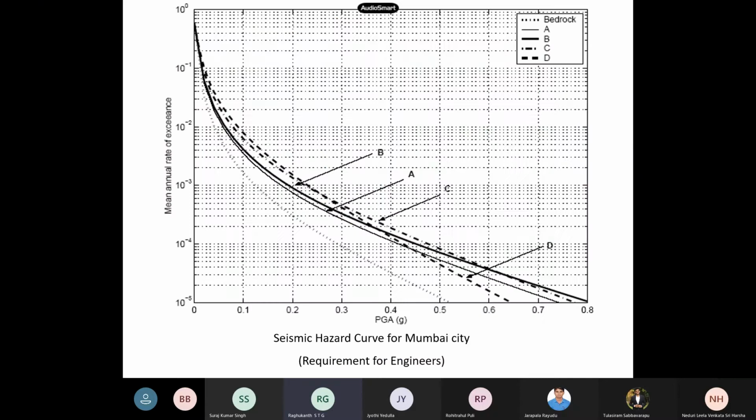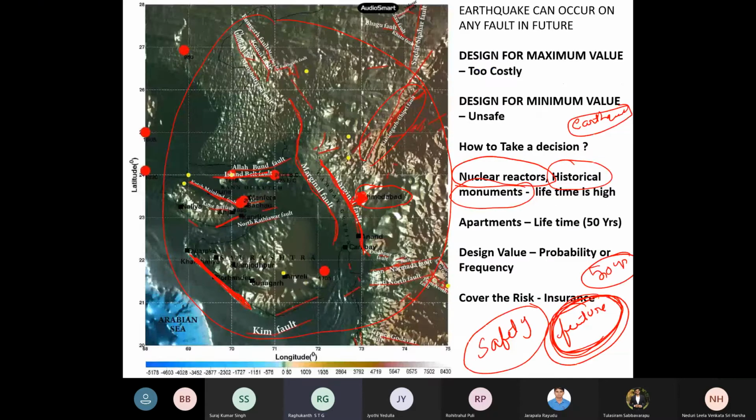But the problem is this is only for one combination. In reality, in the next 50 years, how many combinations are possible? Do you have only one combination? Infinite, many are there. Like magnitude 6 and 10, you can have 7, 15, like this, the fault and so on.